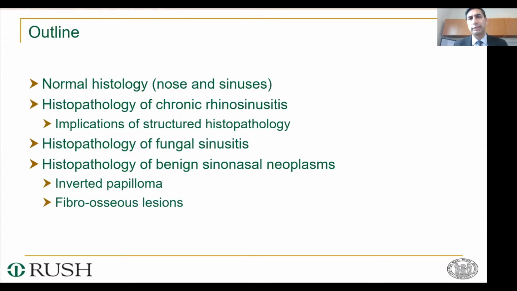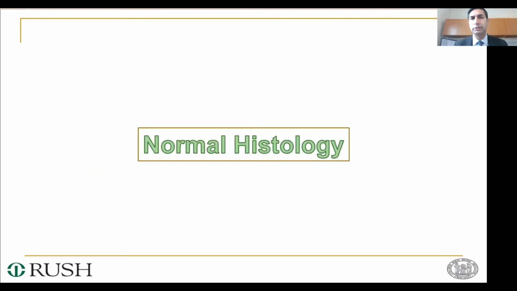This is the outline. We're going to spend a little bit of time first speaking on the normal histology of the nose and sinuses. I'll spend a fair bit of time speaking about the histopathology of chronic rhinosinusitis. There's new emerging data on the implications of structured histopathology in management of patients. Our group has done a fair bit of work on this, so I'll speak to that and how this may enhance the care of your patients. We'll talk about the histopathology of fungal sinusitis, and then we will wrap up with the histology of benign sinonasal neoplasms, specifically speaking to inverted papilloma and the common fibroosseous lesions.